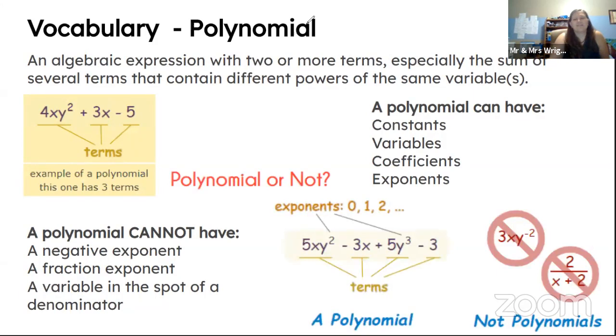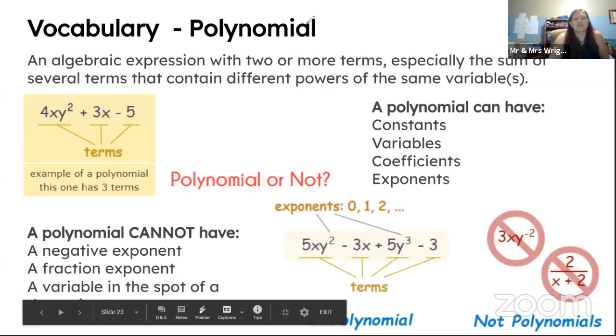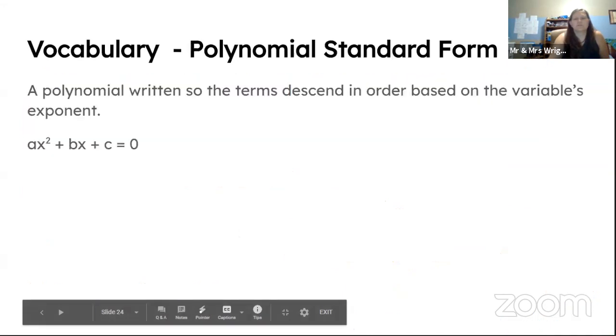Now, here, I've got some examples for you. Is it a polynomial? Is it not a polynomial? This one has 4 terms. It has constants. There's one constant right there. It has variables. It has coefficients and exponents, but it doesn't have any of these things. So this one is a polynomial. Over here, these are not polynomials.